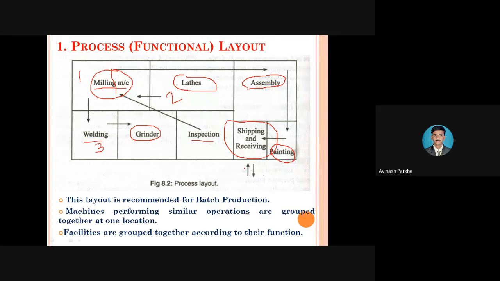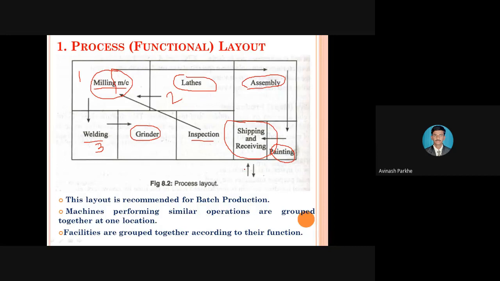Means all the 100 products, or 50 products, we are taking to their respective compartments, and all the milling operations will be performed on all the 100 products. Once all the milling operations are over, I will take that lot to the lathe machine. Again, I will perform the operations by using the lathe machine. Then I will take that lot to welding. Then I will take it to grinding. Then I will go for the painting, and at the end, your final product is ready. So if such types of layouts are implemented, that layout is called a process layout, or a functional layout.